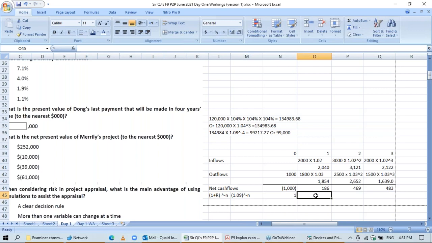You have to take these fractions up to 3 decimal places. This is the exam convention. So 0.917 will be the fraction, then in year 2, 0.842 will be the fraction at 9%, and in year 3, 0.772 will be the fraction. In year 3, I have taken 1.09 to the power minus 3. Now multiplying the net cash flows with this present value fraction, you will arrive at the present value.